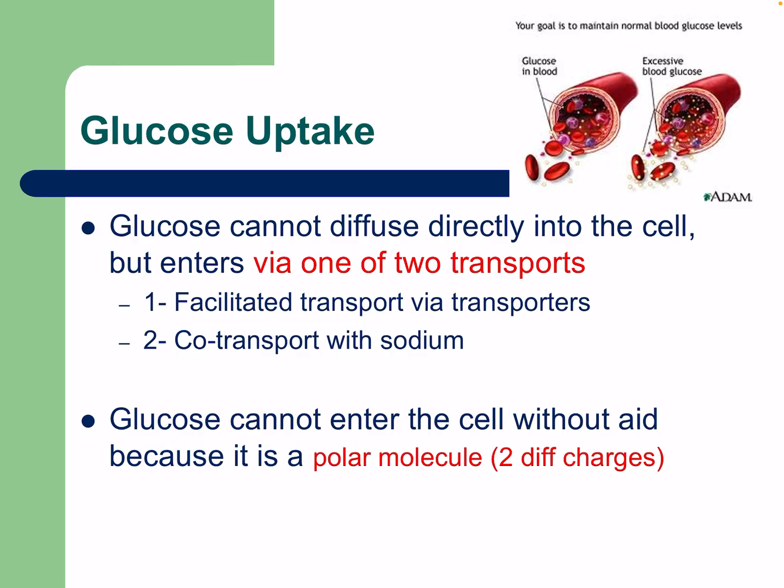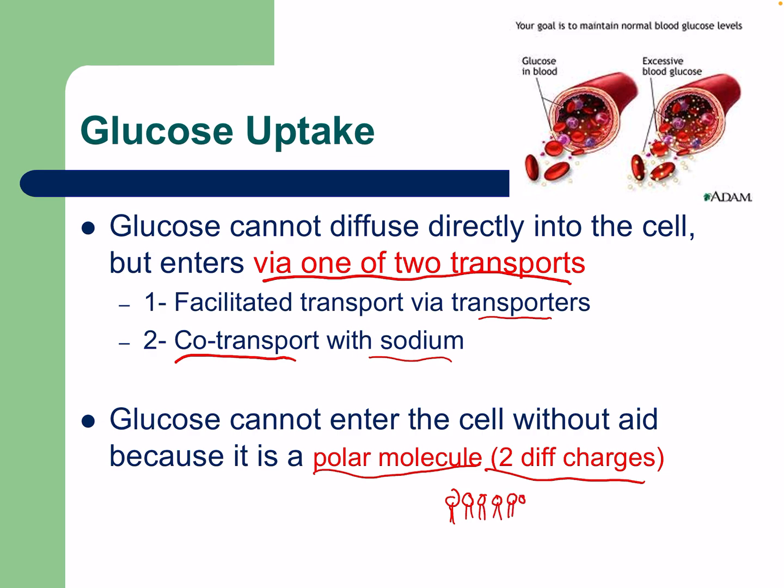So glucose uptake. Glucose cannot diffuse directly into the cell, but enters via its own transporters. So glucose can enter cells via 1, facilitated transport via transporters, or 2, co-transport with sodium. Glucose cannot enter the cell without aid because it is a polar molecule. It has 2 different charges. So as we talked about, we have our cell membrane with our phospholipids, with the hydrophobic and hydrophilic areas, and due to its polarity, it cannot enter. So it needs a transporter or to be co-transported.